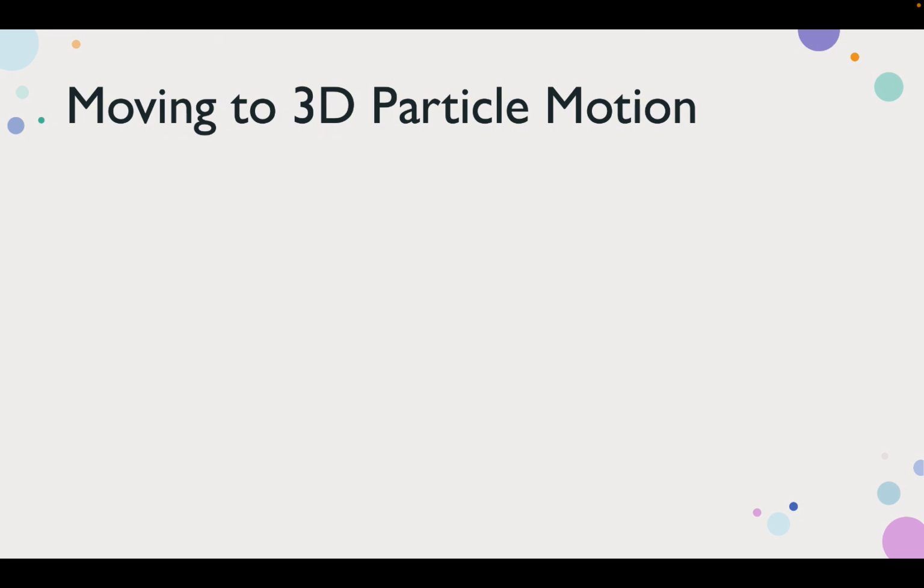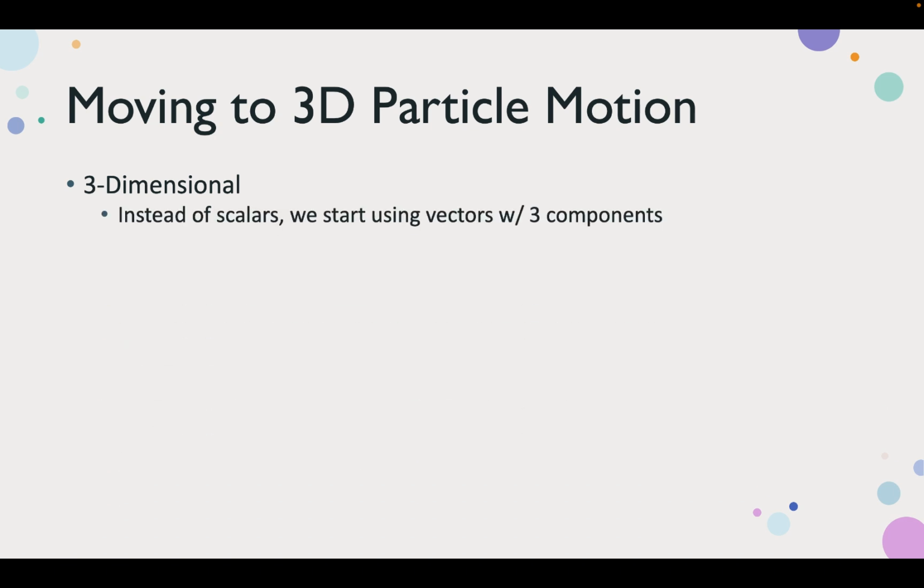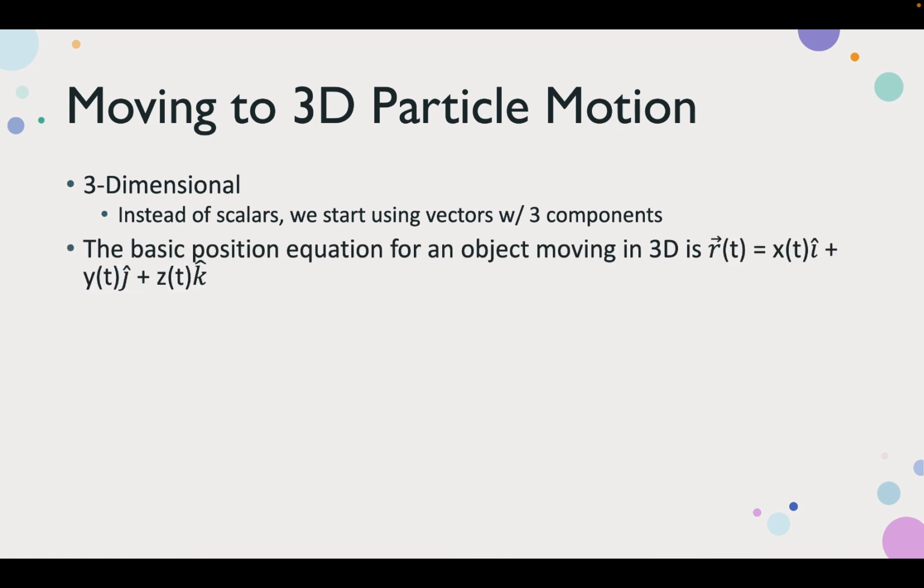So moving on to 3D particle motion, right now we are obviously going into a three-dimensional format. And instead of scalars, we start using vectors with three components because it's in 3D. So things are not moving in a straight line. They could be moving left, right, up, down, forward, backward, and all. So like rectilinear motion, 3D particle motion also has equations for position, velocity, and acceleration, but it obviously looks a little bit different because we're dealing with three-dimensional movement.